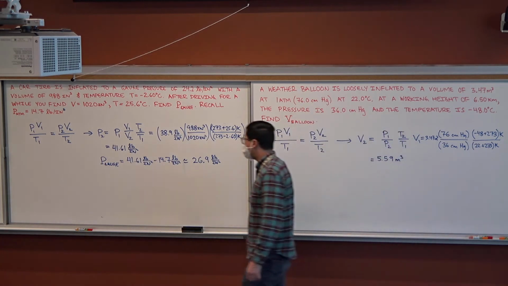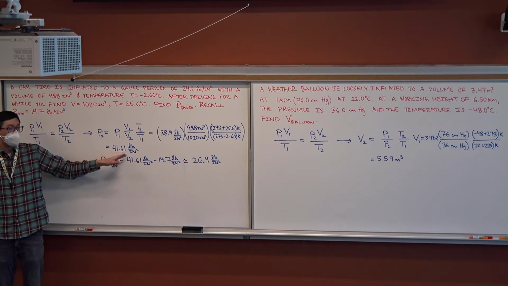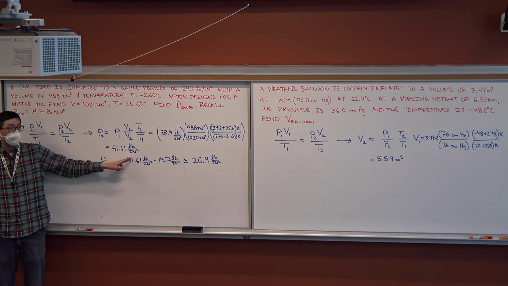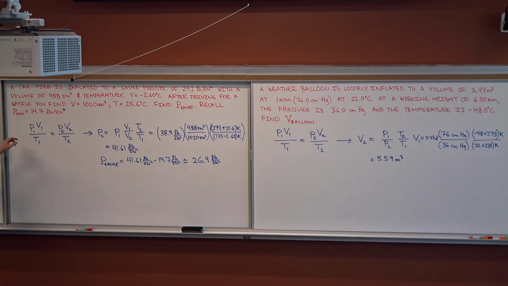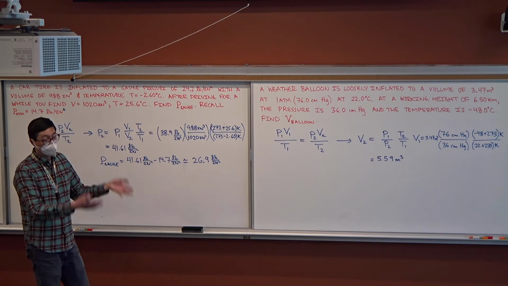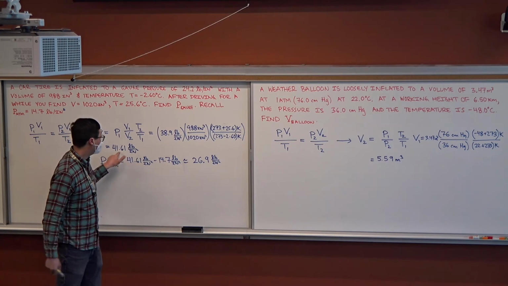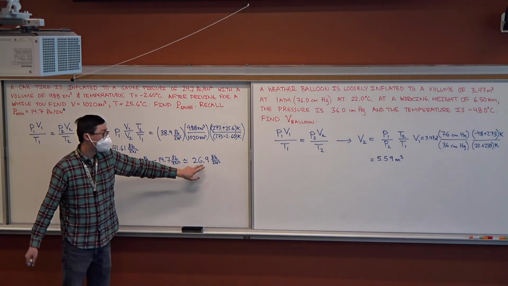So what we did here is we found that the absolute pressure of the gas is 41.61 pounds per square inch. That means that the pressure inside of the tire is 41.61 pounds per square inch, but outside of the tire, the ambient air pressure is 14.7 pounds per square inch. And so the gauge pressure, how much more pressure the tire has, is this minus this, which is that. Good.